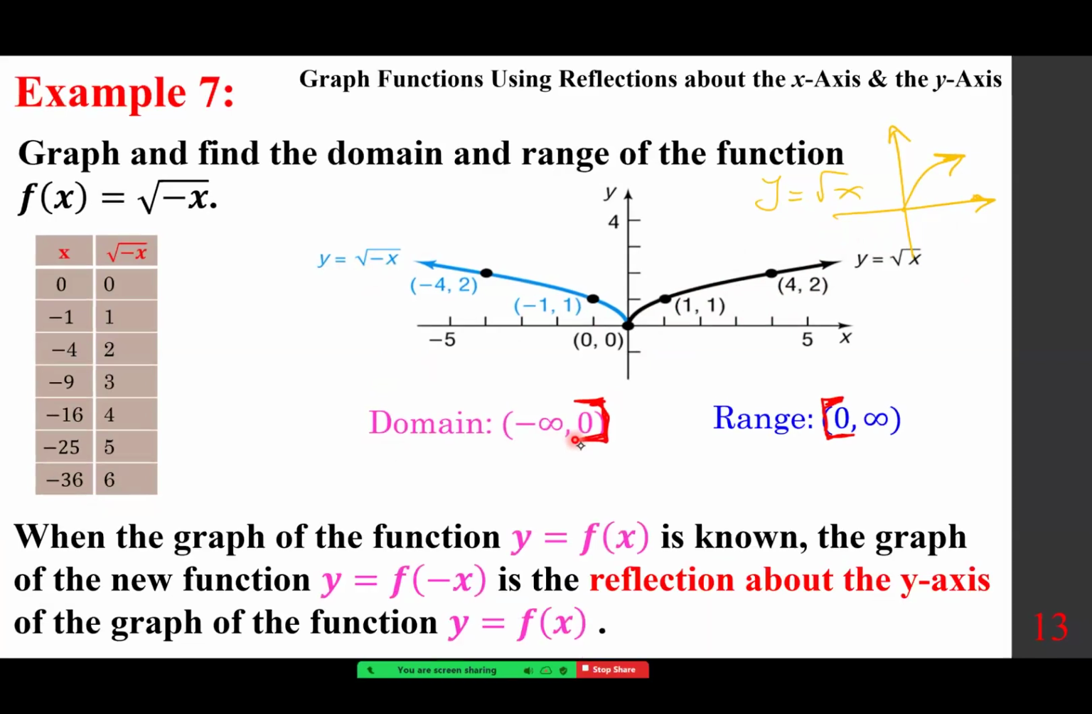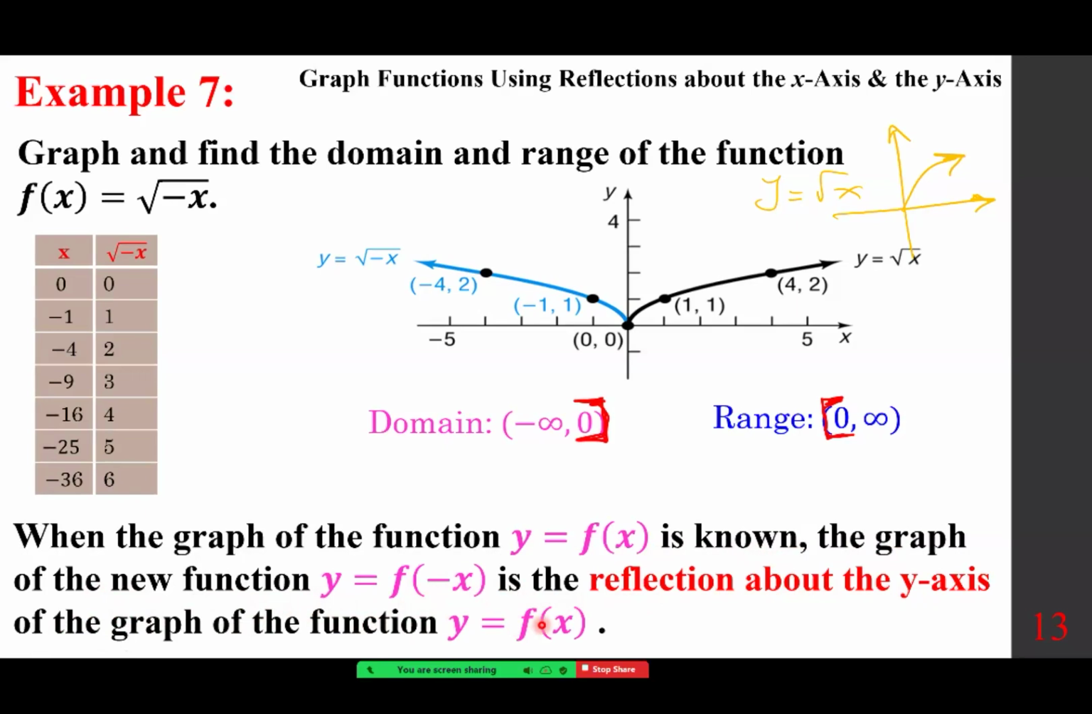So we say when the graph of a function y equals f of x is known, the graph of the new function y equals f of minus x is the reflection about the y-axis of the graph of the function y equals f of x.